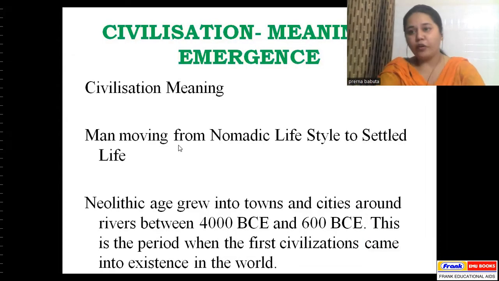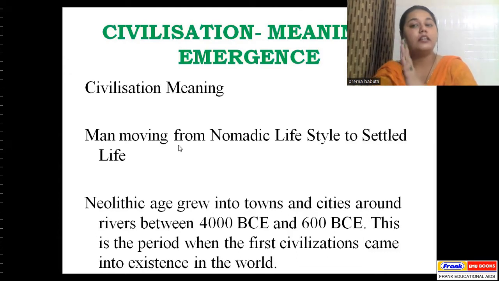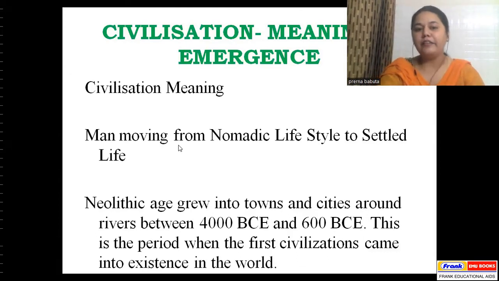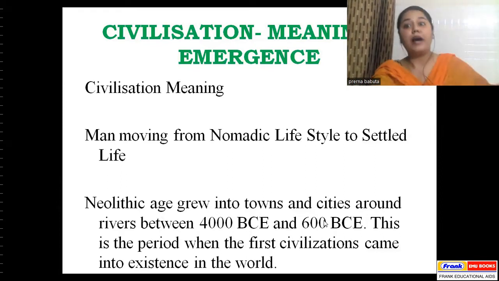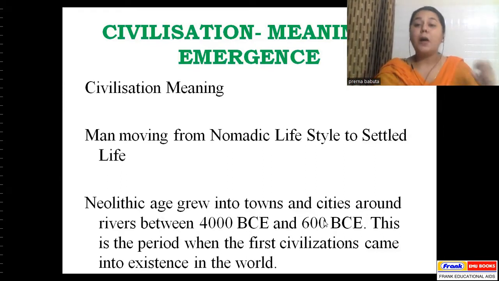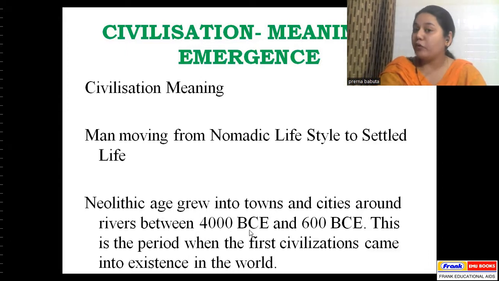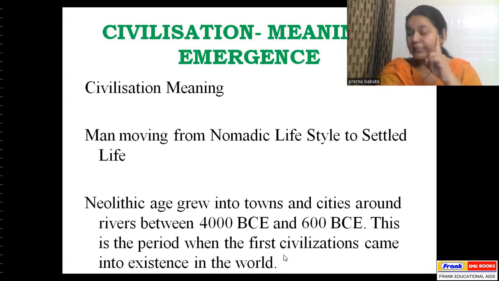All right. Now, we have already discussed how man moved from the nomadic life to a settled life, and the Neolithic age grew into towns and cities. So till now, man was probably staying in forests, in caves, but now there was the emergence of towns and cities between the period of 4000 BC to 600 BC. This is the period when the first civilizations came into existence in the world. So the first civilization came.